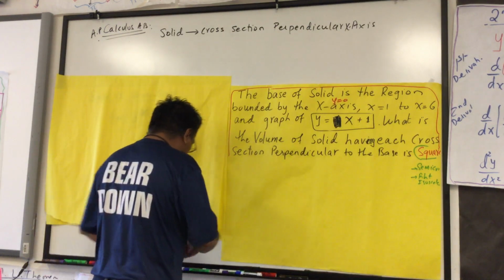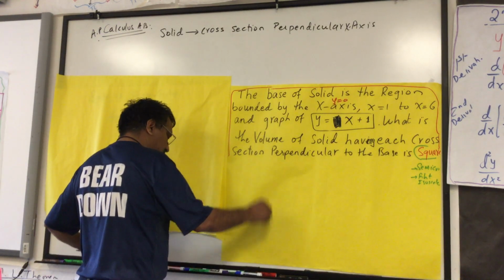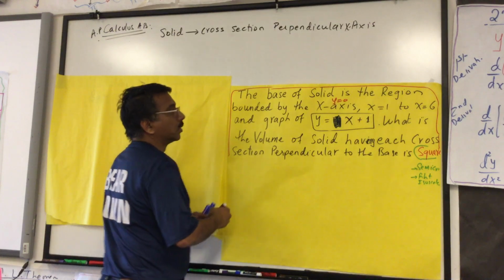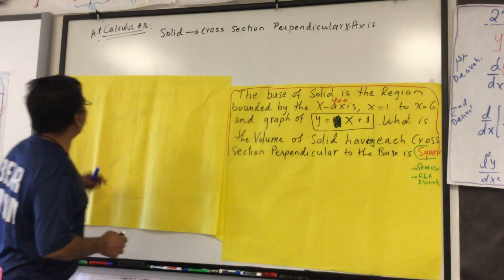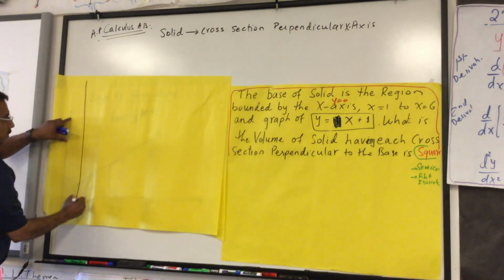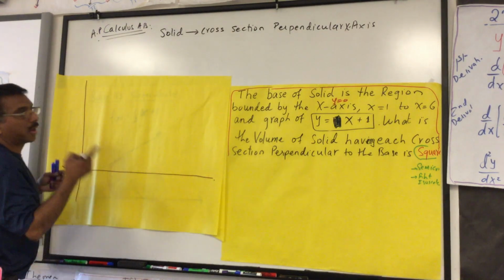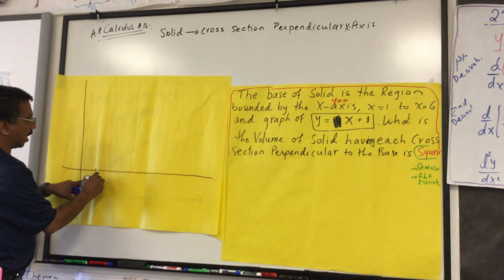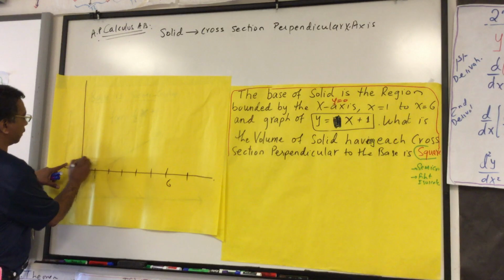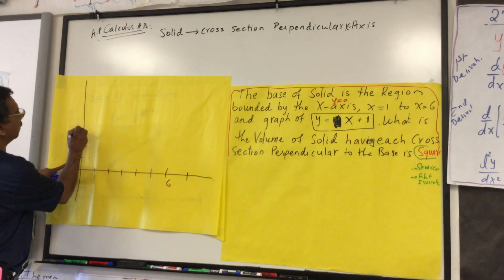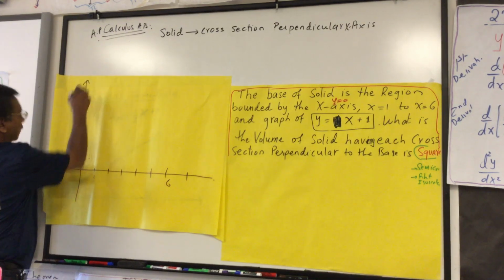So how does the graph look for y equals x plus 1? I'll just try to draw it right here. It is given from 1 to 6, so I mark 1, 2, 3, 4, 5, 6 on this axis, and on the other axis 1, 2, 3, 4, 5, 6, 7.